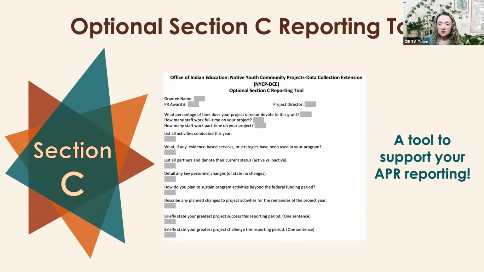Kind of the same idea as with section B, we've created a section C reporting tool. You can use it, or you can provide the same information in your own format. We find it easier just to use this, because then you know that you've completed everything that your program officer is looking for. But if you want to put it in another format, that is absolutely okay. This is just a Word document that you'll complete. Again, you'll save it as a PDF or smush it together with all of that other great information that you want to put in section C and just upload it into G5.